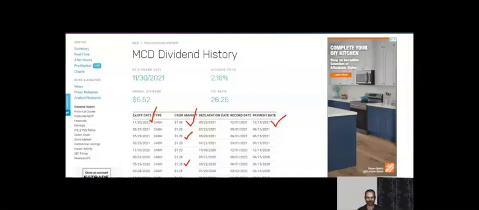So if you look back and you scroll down, in 2013 they were paying 77 cents. So if you bought this stock in 2017 and you own this each year, you're basically getting a raise, and your dividend yield is going up and up.